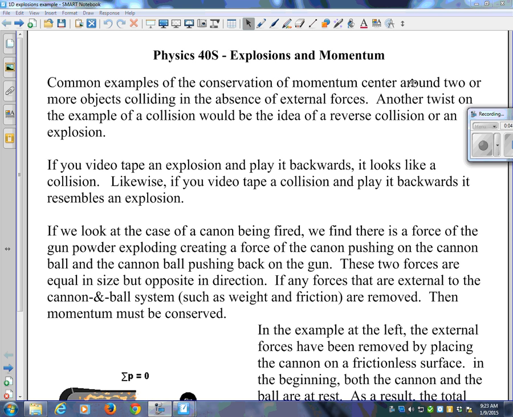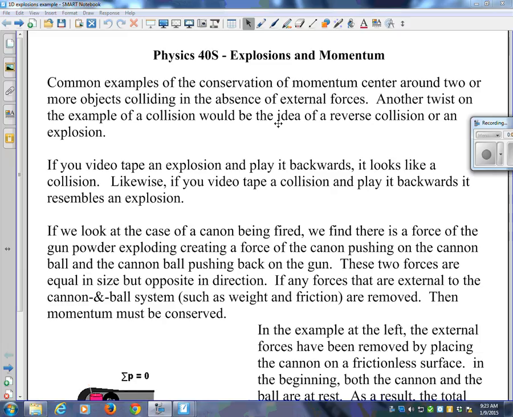Okay, so explosions. What's the deal with explosions? Any real difference? Let's go through this here. Common examples of the conservation of momentum centered around 2 or more objects colliding in the absence of external forces. Another twist on the example of a collision would be the idea of a reverse collision or an explosion. If you videotape an explosion and play it backwards, it looks like a collision. And likewise, if you videotape a collision, play it backwards, it resembles an explosion.